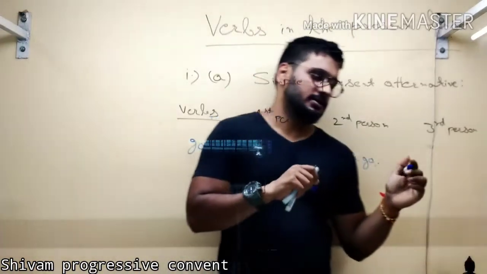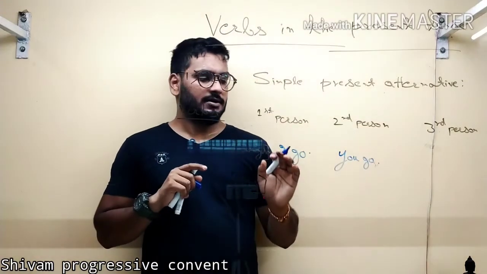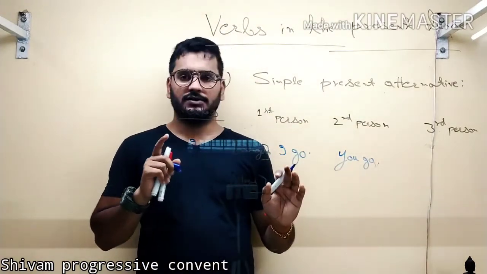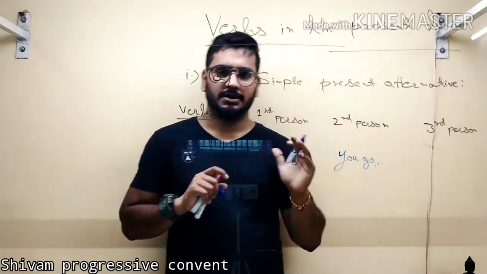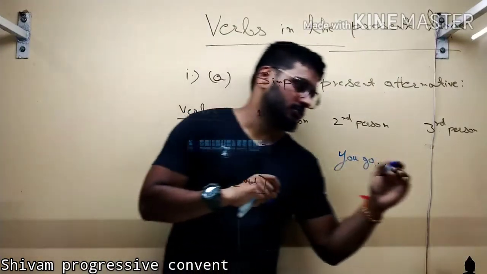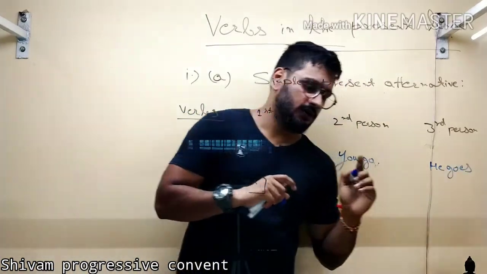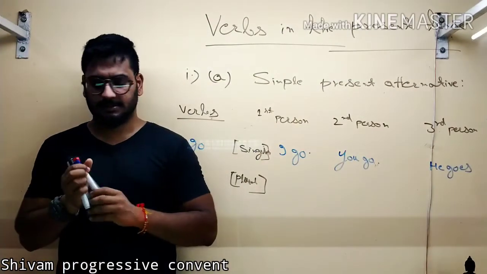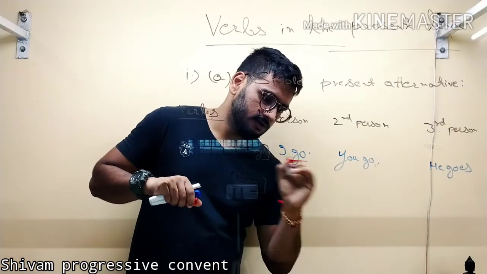Now third person. I, we in first person, you in second person, and the rest of the things in third person, like he, she, it, or any kind of names. So he goes. Here you can just try to focus on the verb. No changes.